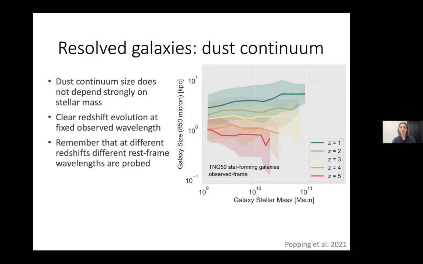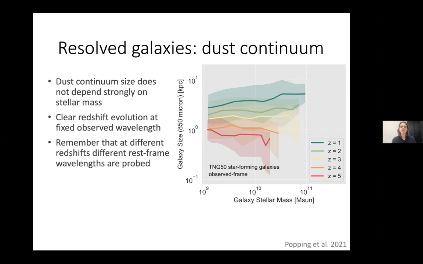From redshift 5 to redshift 1, at fixed stellar mass, the sizes at an observed wavelength of 850 micron increased by a factor of 3-4. But it may be good here to remember that at different redshifts, the same observed wavelength corresponds to different rest wavelengths. So you're actually tracing emission coming from a different part of the SED, so to say.